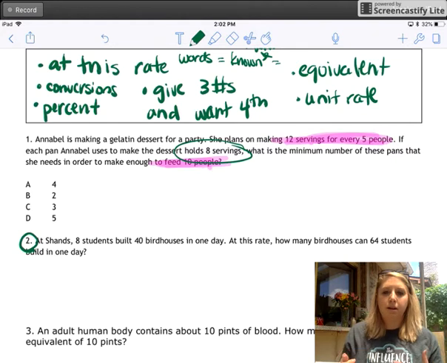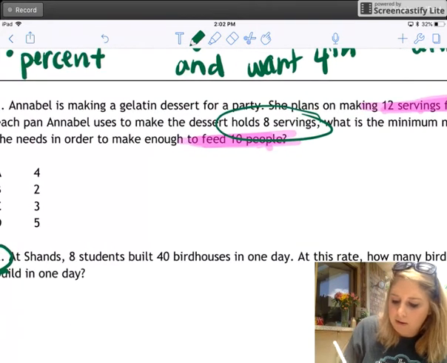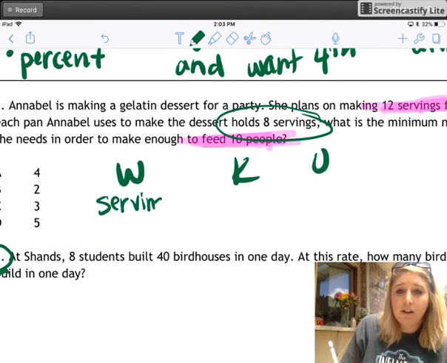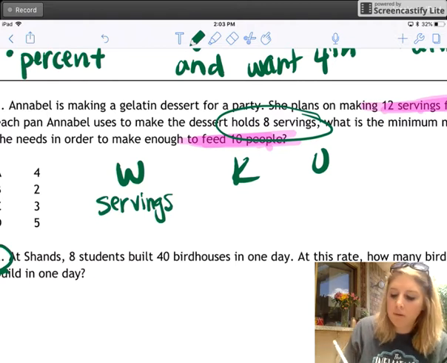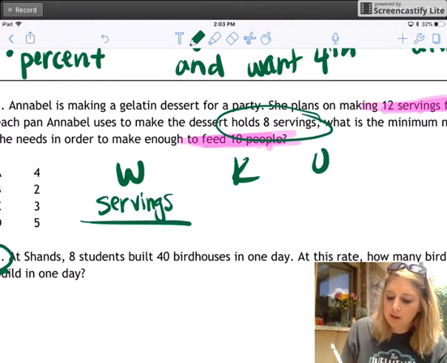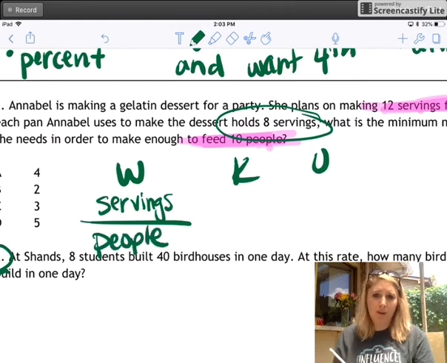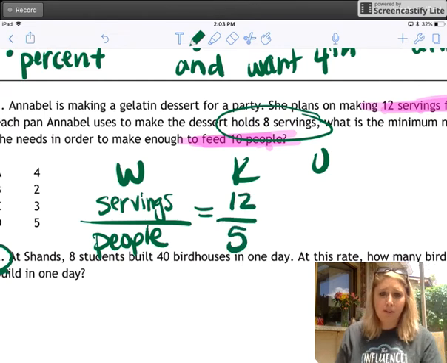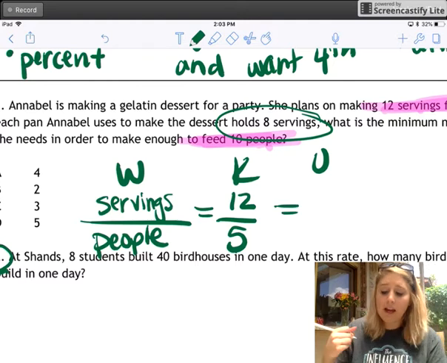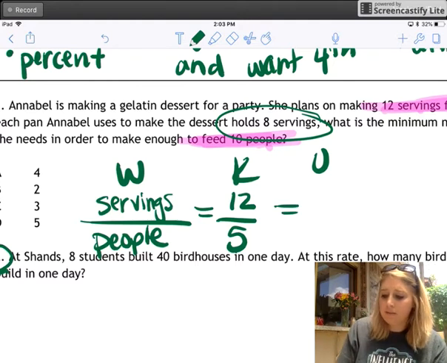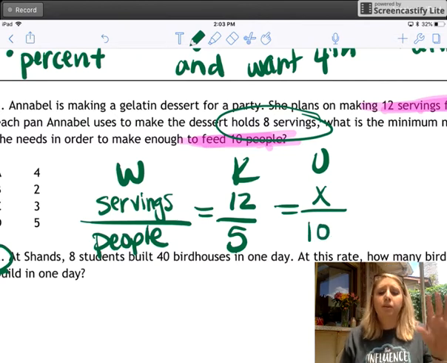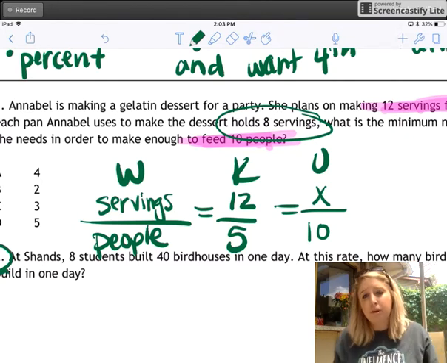I know I could set up a WKU problem. So I'm talking about our WKU. We're having servings of this gelatin dessert, like Jell-O, per how many people. So we have servings per people. What I know is that there are 12 servings for 5 people. I want to know, what's unknown is how many servings, so I'm going to put X over my 10 people. Remember, it's really important that we look to make sure we set it up with the servings over the people. Make sure you do that word part.